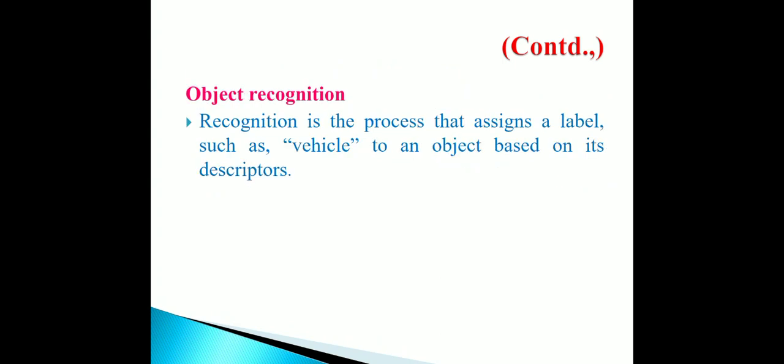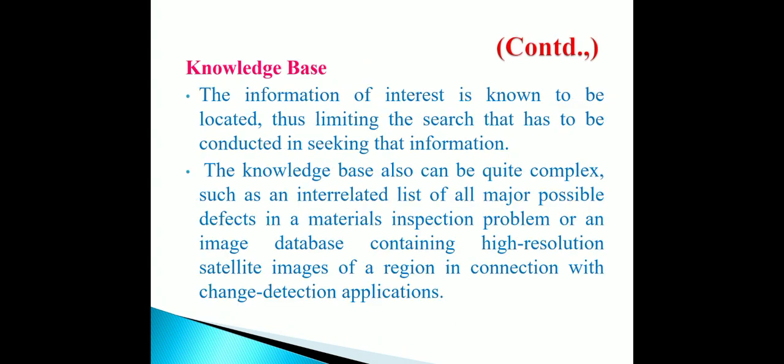Then we can go for object recognition. The recognition is the process that assigns a label to an object based on its descriptors. Then knowledge base. The knowledge base is just like a database. Here all the image-oriented information is available. We can easily do the searching process with the help of the knowledge base.